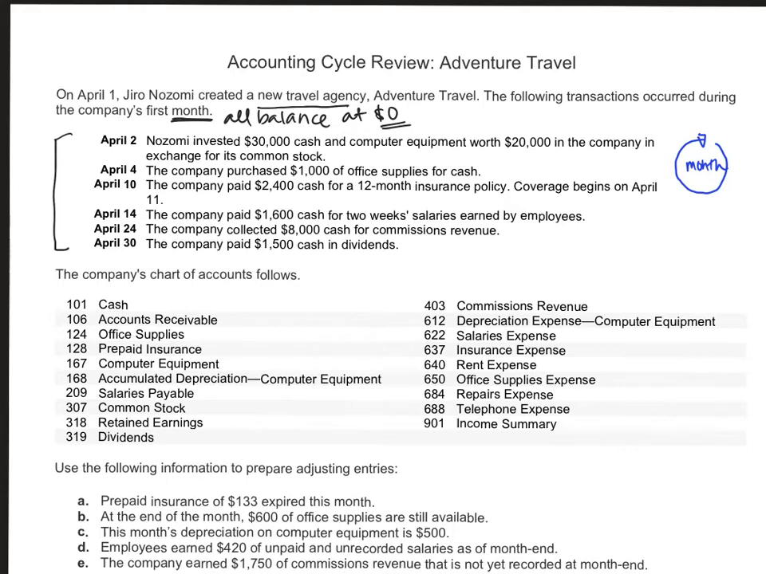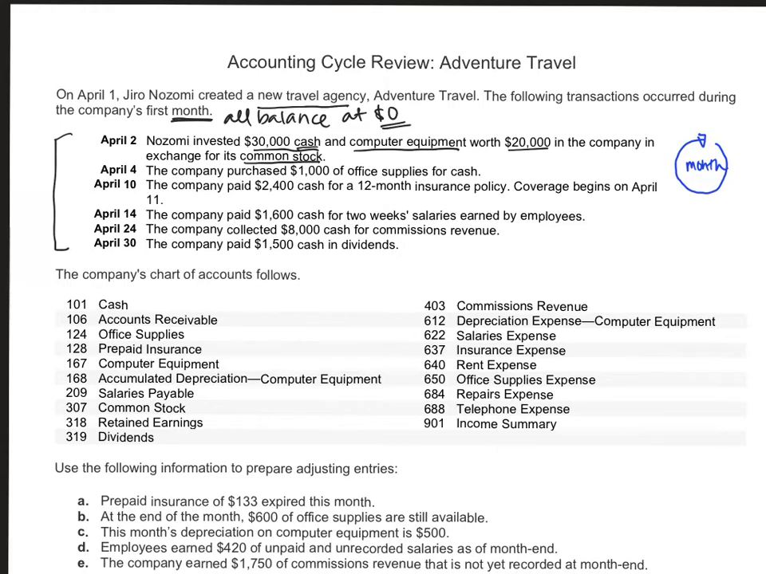All right, so now let's go and read through these transactions. We'll put them in our journal and then also in our ledger. So first of all, on April 2nd, it says Nozomi invested $30,000 cash and a computer equipment worth $20,000 into our company in exchange for common stock. So let's step back a little bit and see what we're handling.